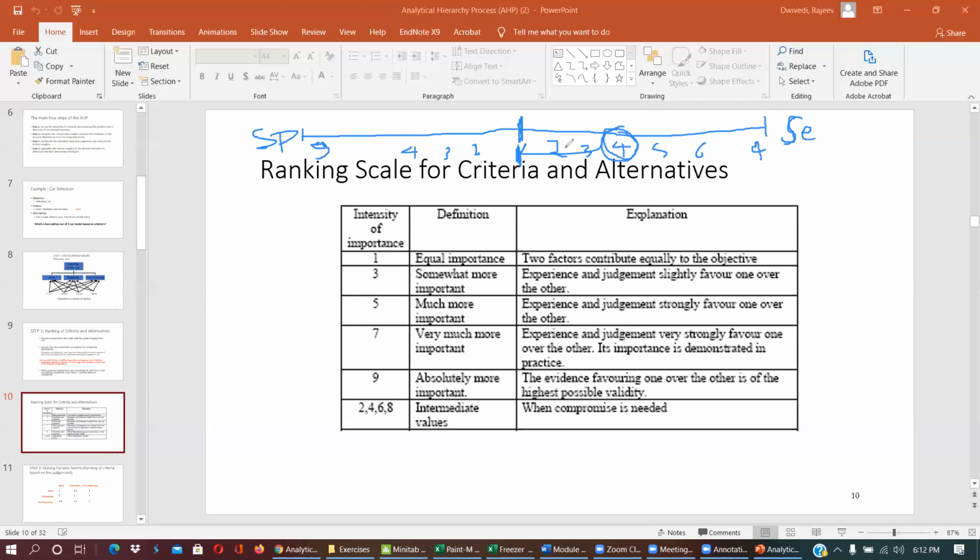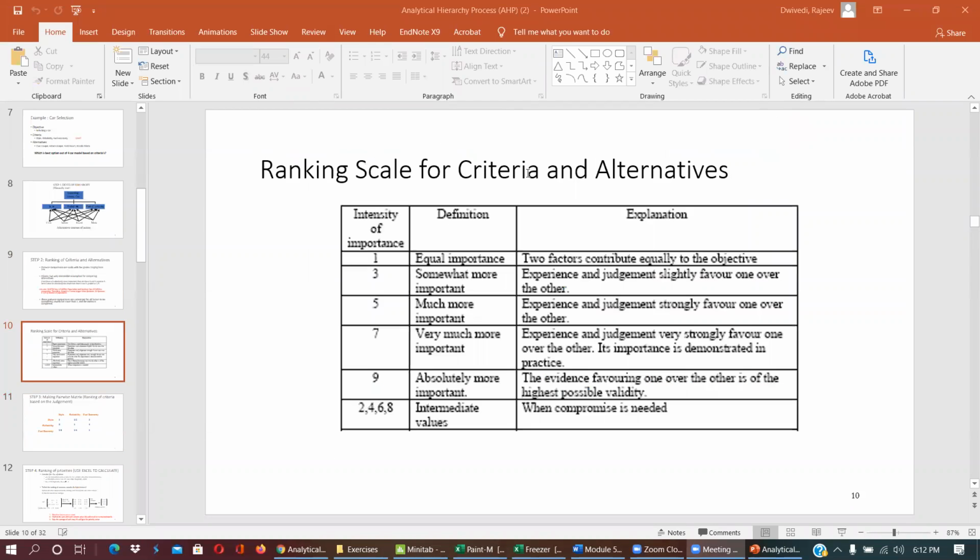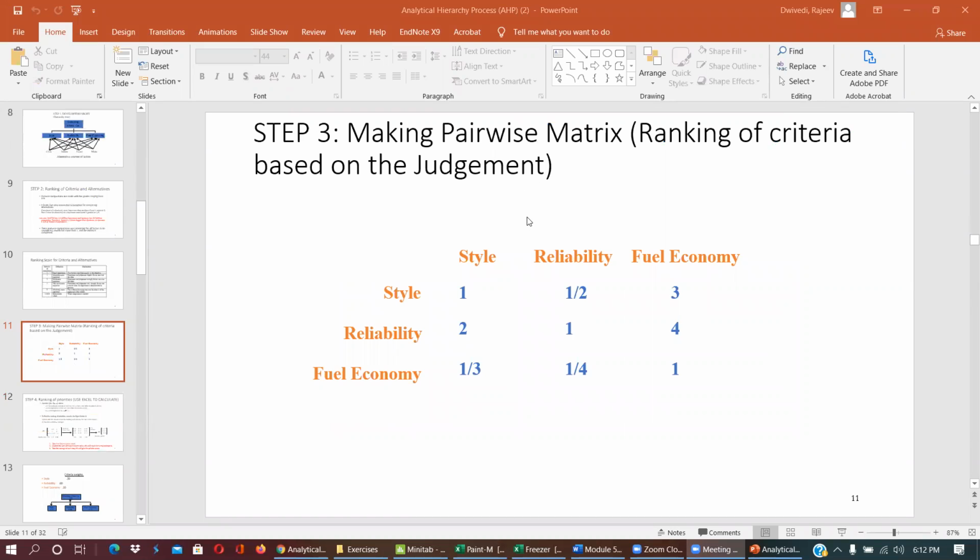So this is the way you can get the primary information, or you can get this pairwise. Here, intensity ranking, the scale of criteria. So basically 1, 3, 4, 5, 6. So you can do this. Now look into this. So the first matrix has been developed based on the pairwise comparison. We read it this way. This is the way of reading.